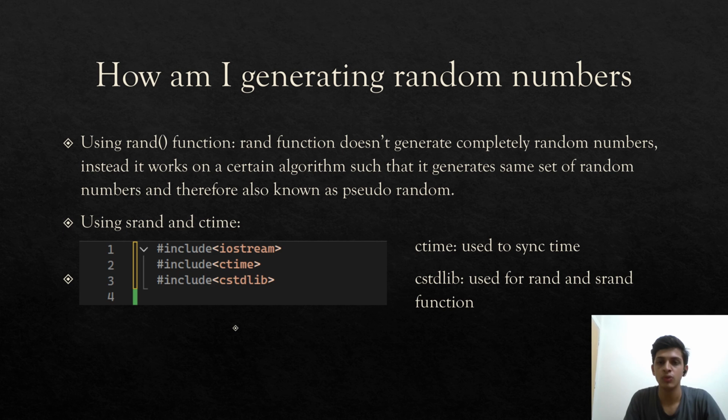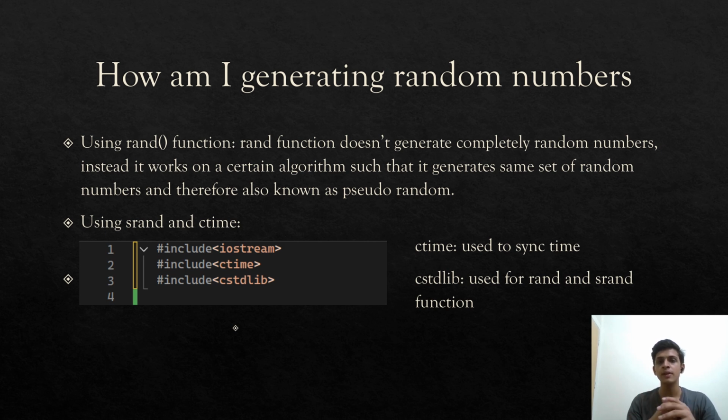Okay, so you all will be wondering, how am I generating random numbers? There are two ways to do so. Actually, only one way generates actual random numbers, while if we use the rand function, it generates pseudo random numbers. That is, the rand function works on a certain algorithm such that it generates the same set of random numbers, and therefore it is also known as pseudo random.